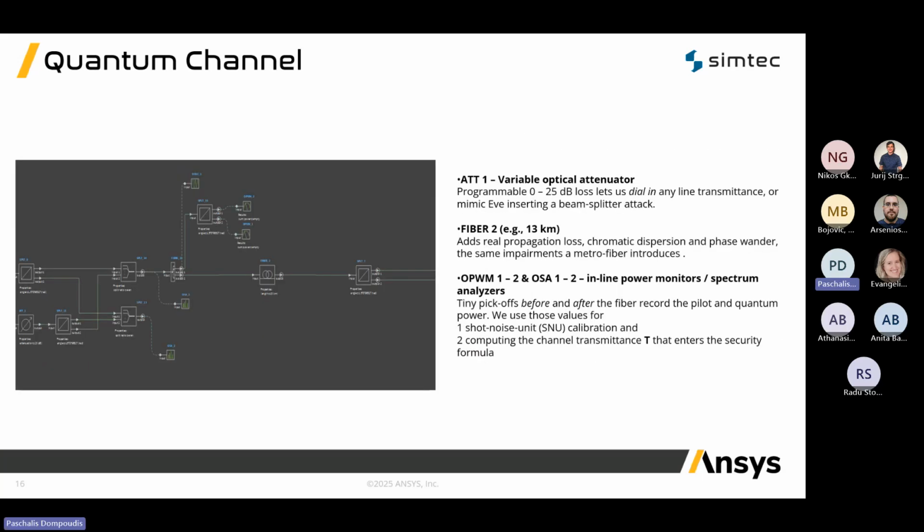Here we can see everything between the Alice and Bob box circuit, which is the quantum channel. The most important thing here is the fiber that you can see in the middle. So this is the quantum channel, which is 13 kilometers in our example.